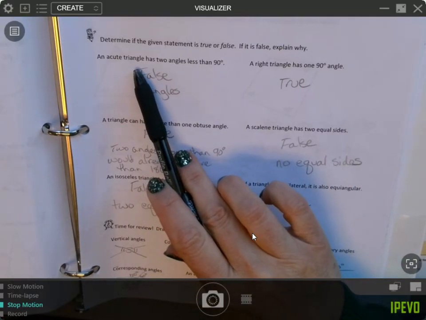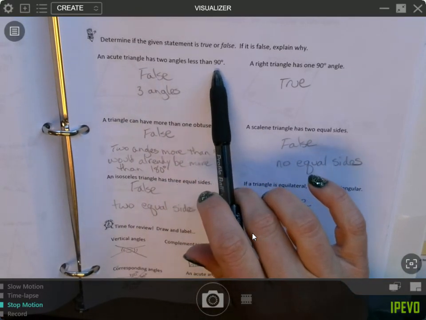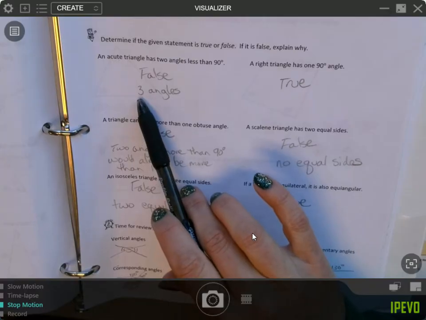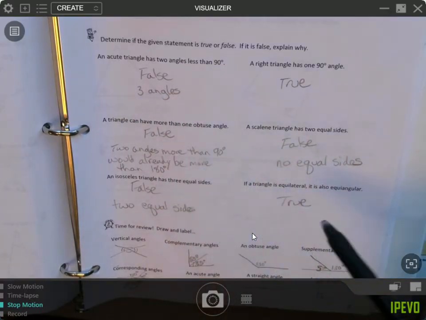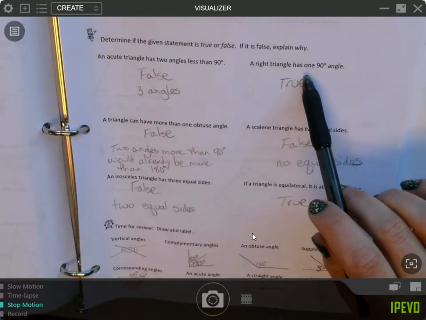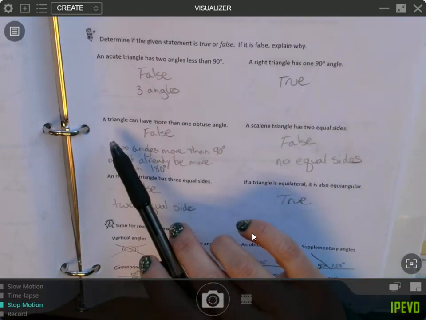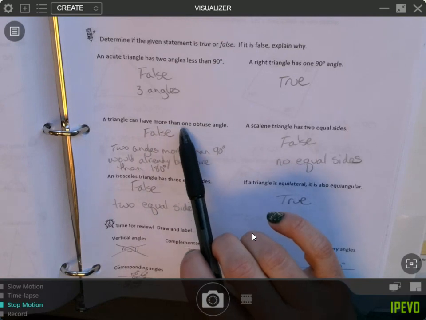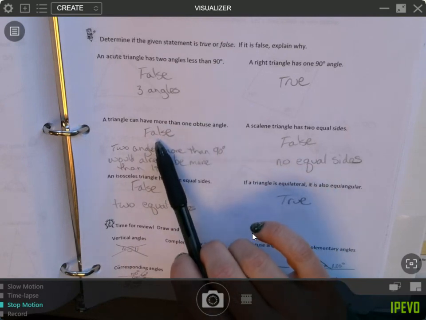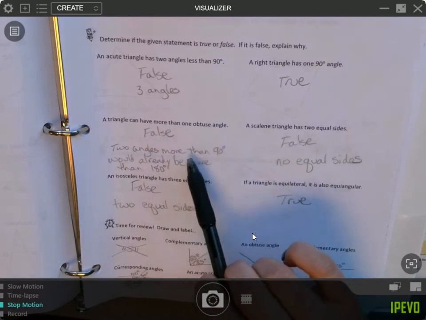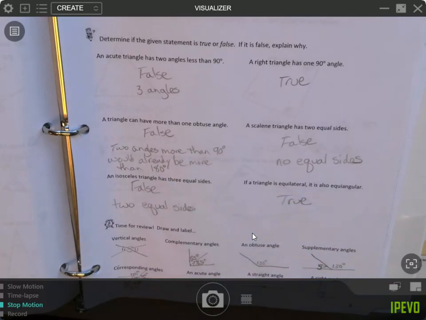An acute triangle has two angles less than 90 degrees. That is false. It has three angles less than 90 degrees. A right triangle has one 90-degree angle. That is true. A triangle can have more than one obtuse angle. That is false. Two angles more than 90 degrees would be more than 180 degrees for the triangle.